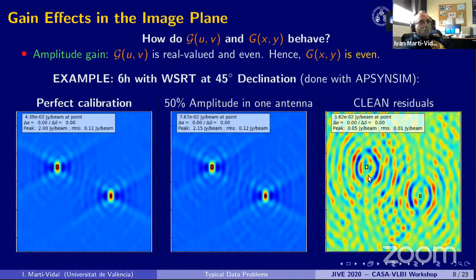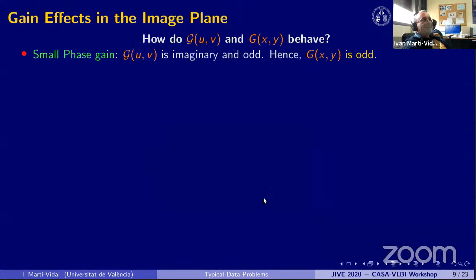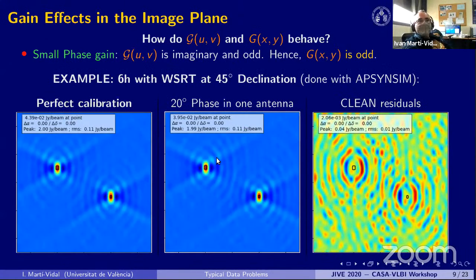So you see there's a kind of positive ring here, then you have a negative, then you have a positive, and these are distributed symmetrically with respect to any point source that you have in the image. In this case, we only have two sources. You have the same artifacts around each one of these sources, and they are symmetric. If, on the other hand, you have a phase error, and the phase is not very large, if it's rather small, then this is pure imaginary at the first approximation, and odd because of the Hermitian properties of Fourier space. Then the residuals will be odd, just the opposite of an amplitude error.